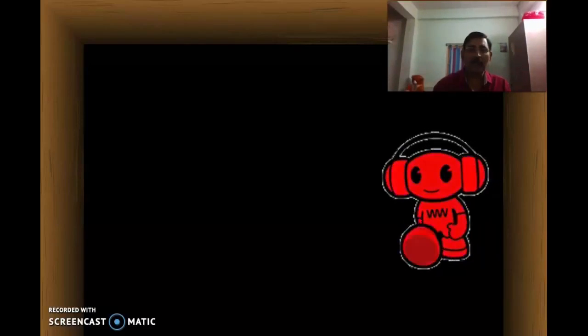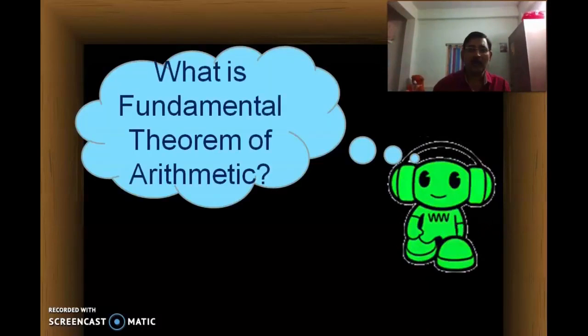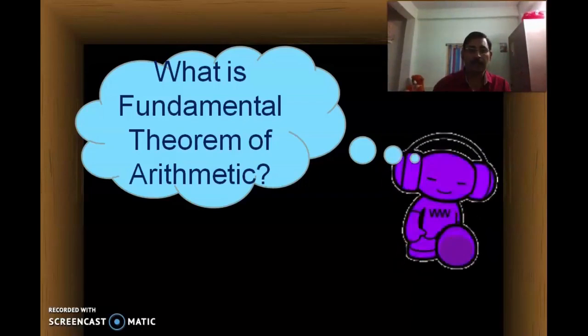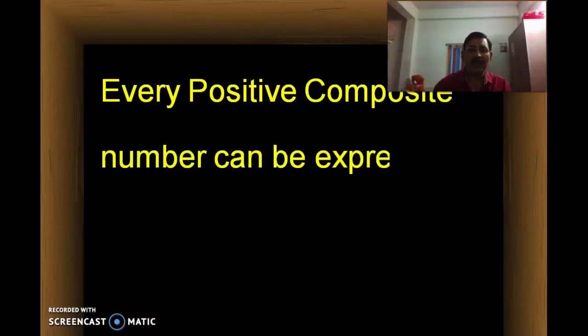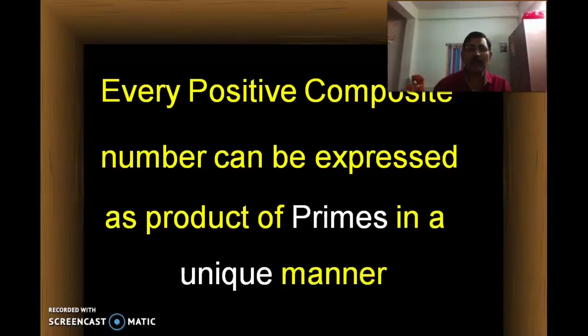Now, let us try to understand what this fundamental theorem of arithmetic is. Every composite number can be expressed as a product of primes in a unique manner. Now, how can it be done? Let us try to understand this with the help of an example.